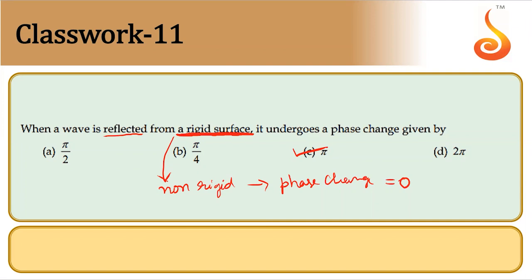See, suppose if it is a rigid boundary, then if a wave strikes this like this, then it gets reflected this way, goes this way, comes back this way. If it is rigid boundary, right? This is the boundary. Suppose if it is non-rigid boundary, then if it goes this way, it comes back in the same way, right? This is for non-rigid boundary, right? So this is a memory-based question. Make a note of it.